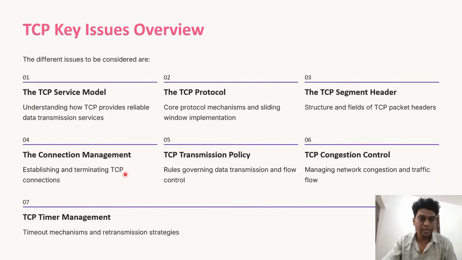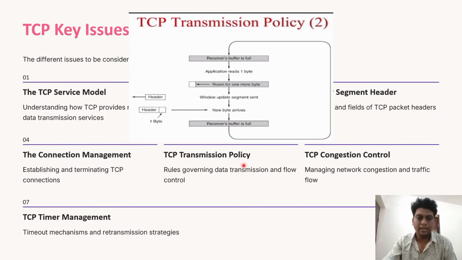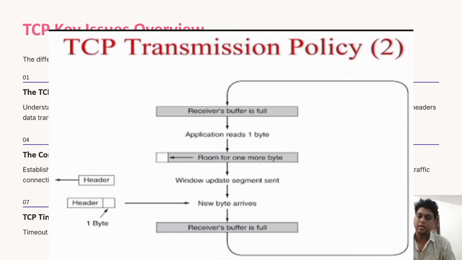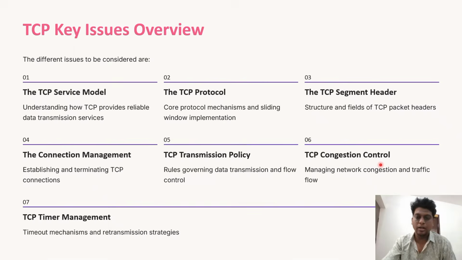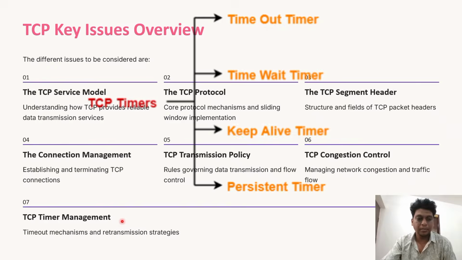Then connection management. For connection management, they use a three-way handshake protocol, and the transmission policy helps in governing the data transmission and the flow control mechanism. For congestion control and to control the network traffic, they implement leaky bucket and token bucket based algorithms. Then the timer management is implemented with the timeout mechanism and the strategies of retransmission policy.